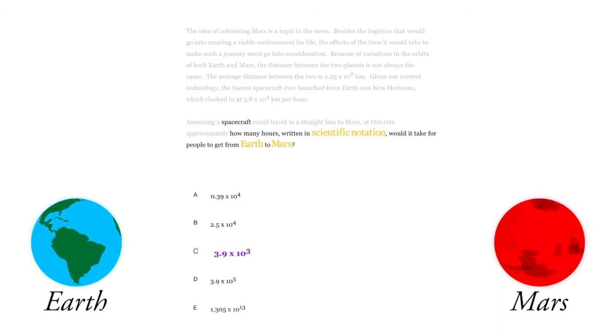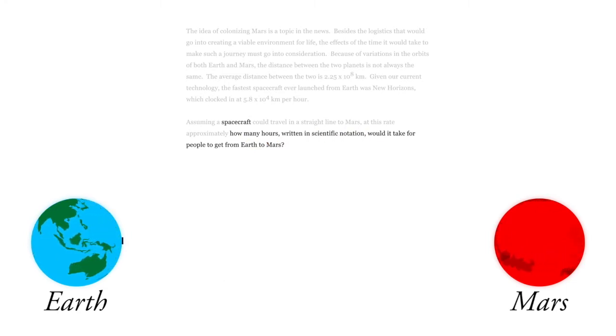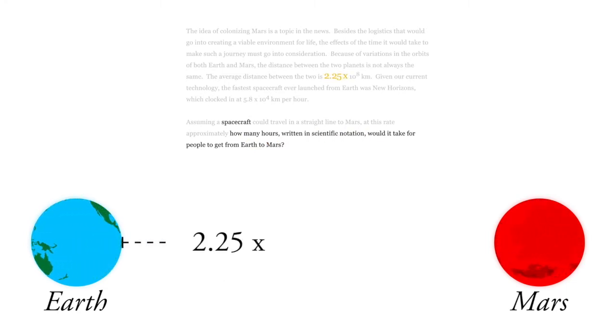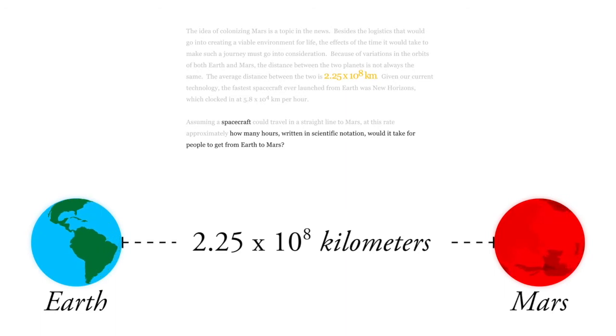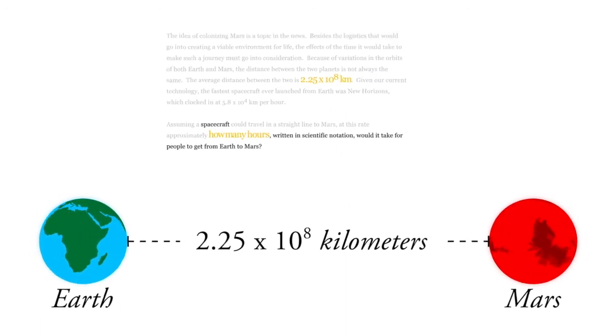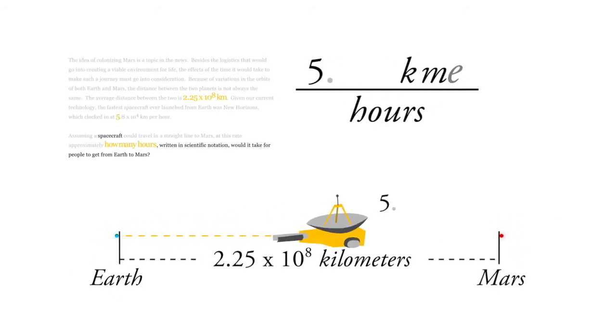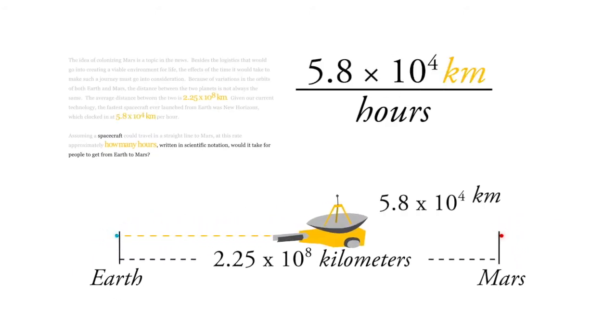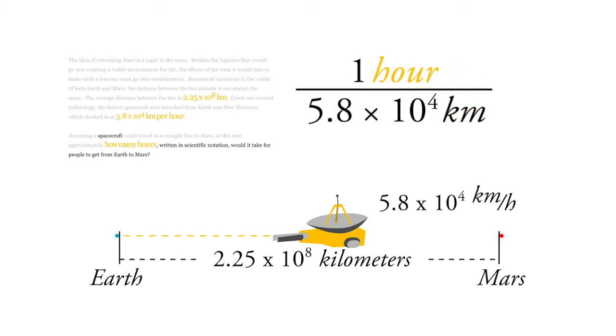And this is the correct answer. It's 3.9 times 10 to the 3. Let's go ahead and work this out. So we have 2.25 times 10 to the 8th kilometers. That's given. And we want to figure out how many hours that is. And how many kilometers per hour? Well, it's 5.8 times 10 to the 4th kilometers for each hour.